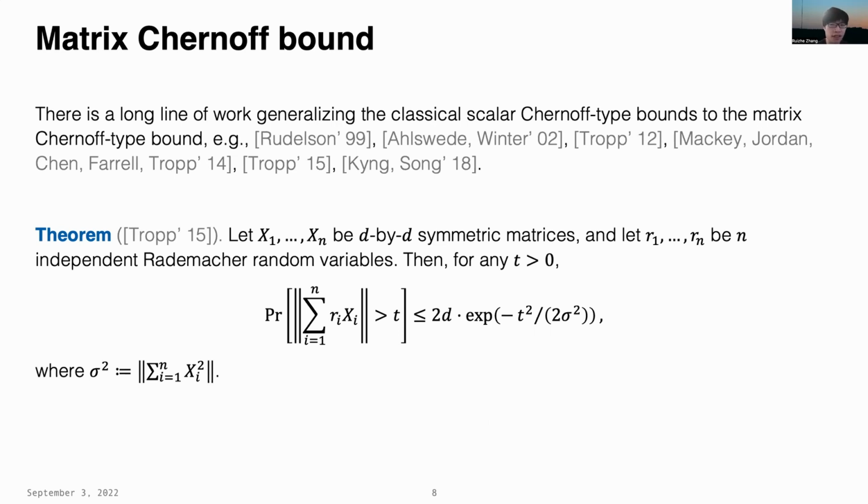We can also generalize the scalar version of the Chernoff bound to the matrix version. There is a long list of work on this topic. Here is a commonly used form of the matrix Chernoff bound for Rademacher matrix series. Let X_1 to X_n be d by d symmetric matrices, and let R_1 to R_n be n independent Rademacher random variables. Then we consider the spectral norm of the sum of R_i X_i. The probability that the spectral norm is greater than t is at most 2d, where d is the dimension of the matrix, times e to the minus t squared over 2 sigma squared, where sigma squared is defined as the spectral norm of the sum of X_i squared.